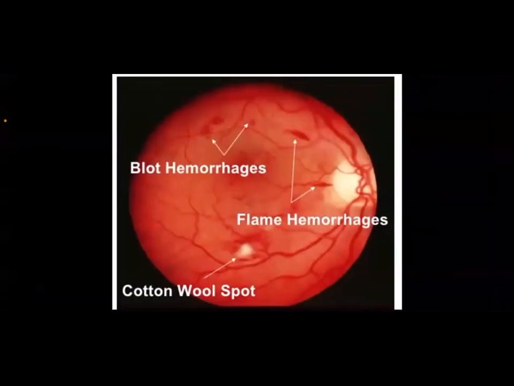Now we come to soft exudate or cotton wool exudate. The hard exudate, which is the yellow exudate, is filtration from the blood vessels. The cotton wool exudate or the soft exudate is caused by retinal ischemia rather than exudate. So in this picture, there is flame hemorrhage, there are blots, and there is a cotton wool spot or soft exudate.